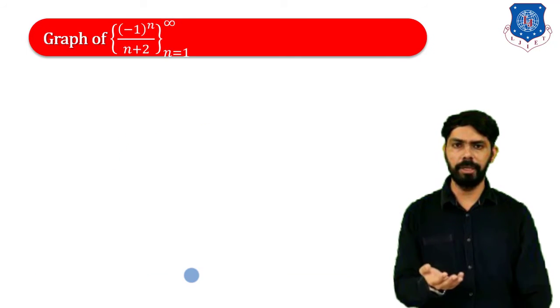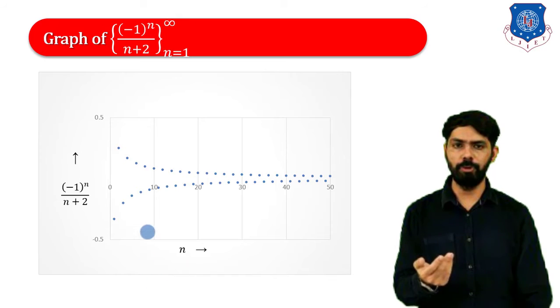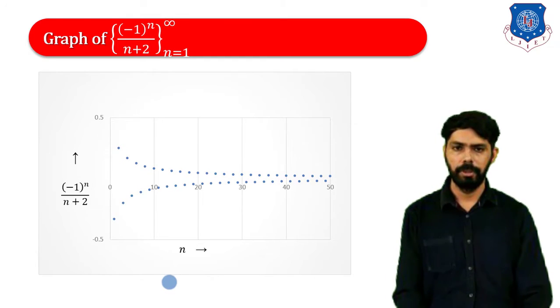Now let's have a look at the graph of the second sequence, that is minus 1 raised to n divided by n plus 2, where n varies from 1 to infinity. So if you look at the graph, by putting different values of n in minus 1 raised to n divided by n plus 2, we will get this graph.